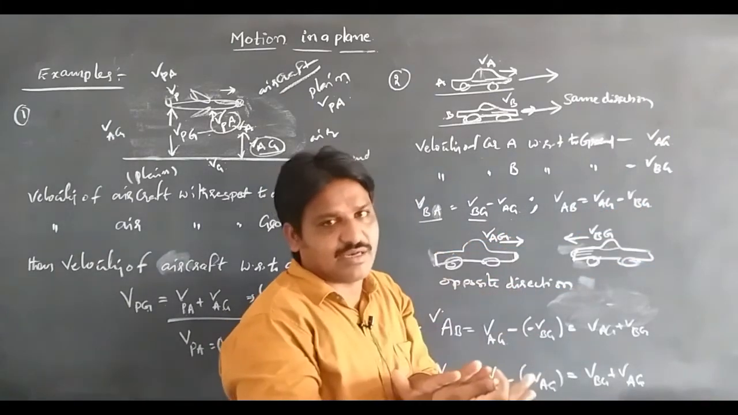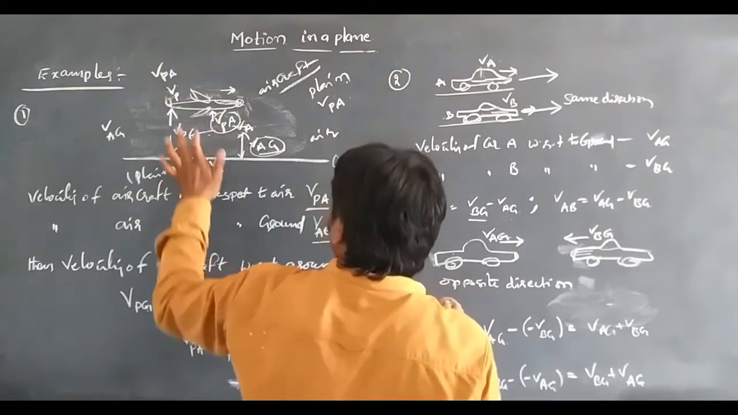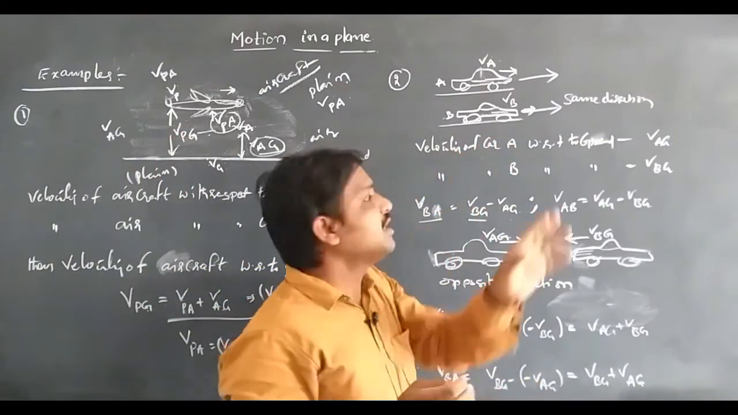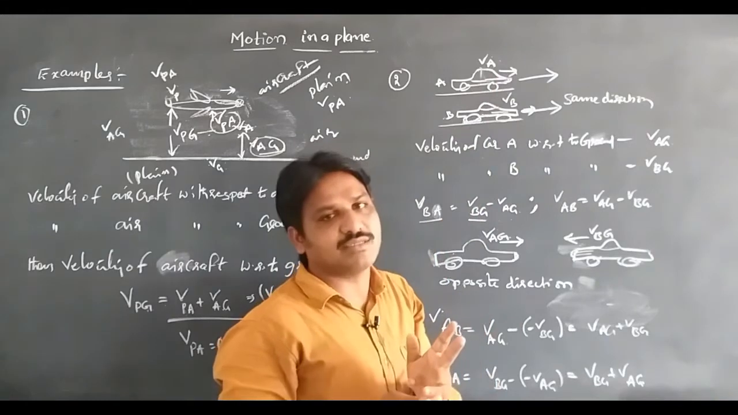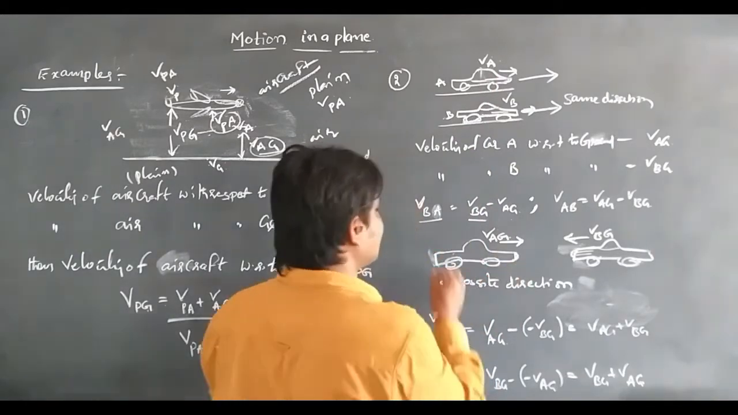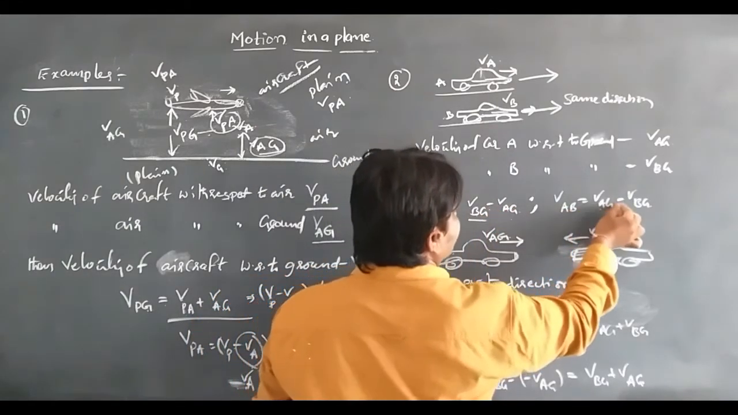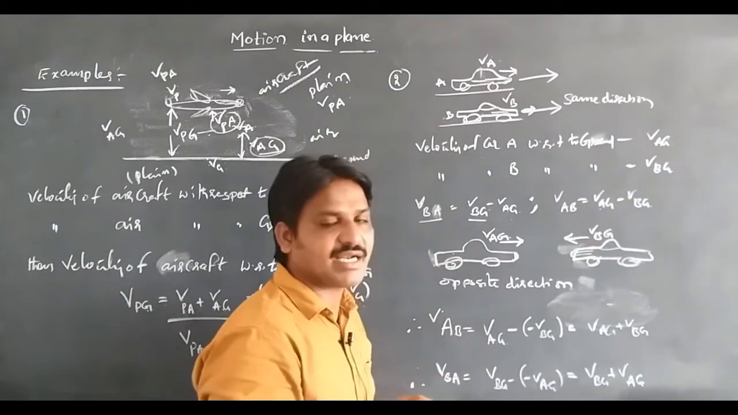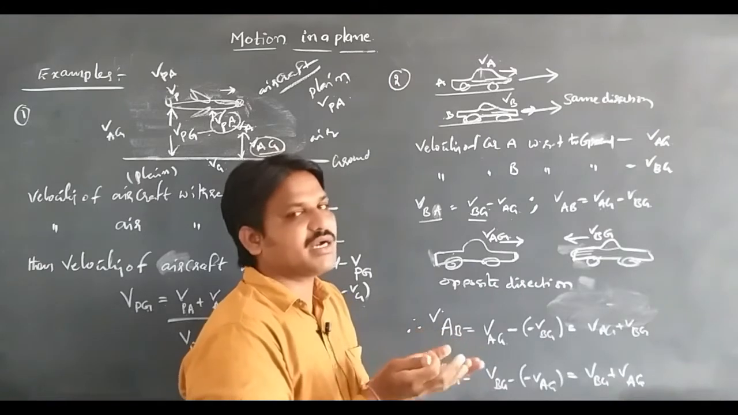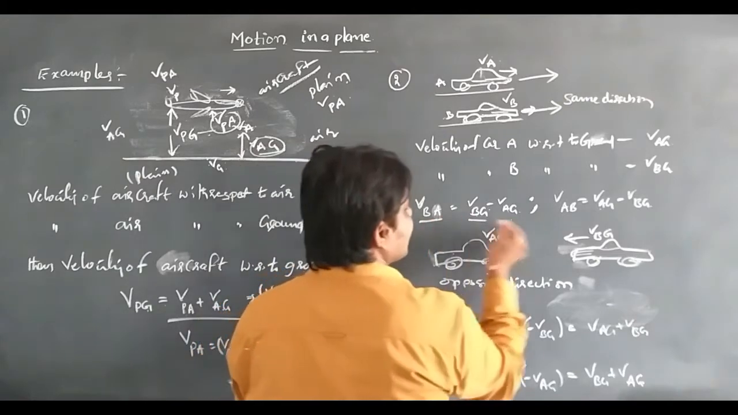Directly we are taking the two values. There is no medium between them. Here the air is a medium between the plane and the ground, so we take it like that. But here, there is no medium between them, that is car and ground, like this. We can consider two bodies and two values. So VBA is equal to VBG minus VAG, and VAB is equal to VAG minus VBG. We are directly finding the values of the two cars. We are comparing the two cars only, not comparing with the ground. We are measuring directly the two cars, that is VBA and VAB.